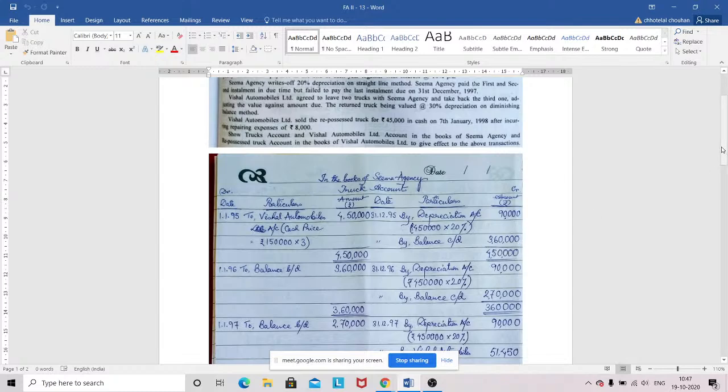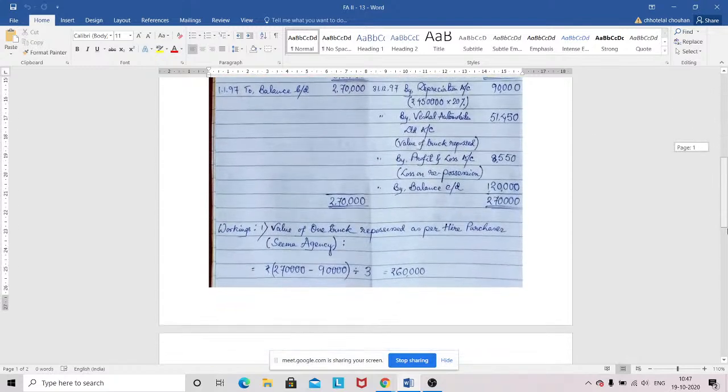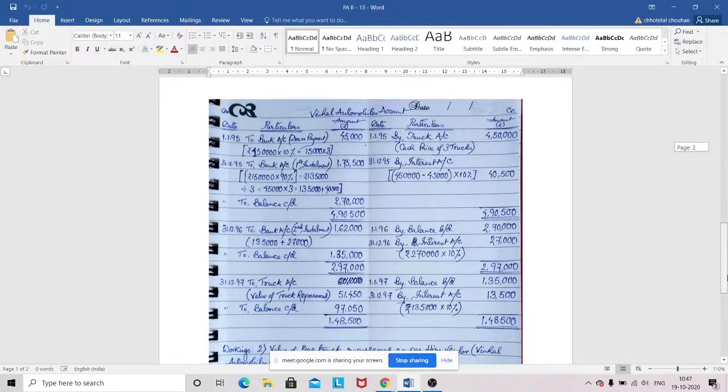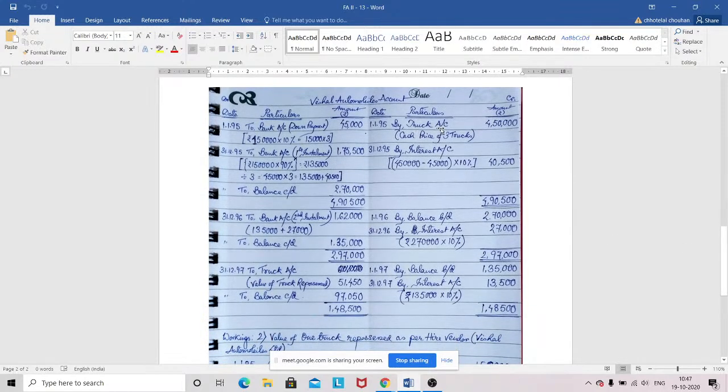Okay, and just go on to the hire vendor account. In the hire vendor account it will be by truck, cash price of the 3 trucks is 4,50,000. Now just see that you have to make the down payment. Down payment is how much? Down payment they have mentioned 10% on each truck. So it will be 1,50,000 into 10%, so 15,000 into 3, so it will be 45,000.